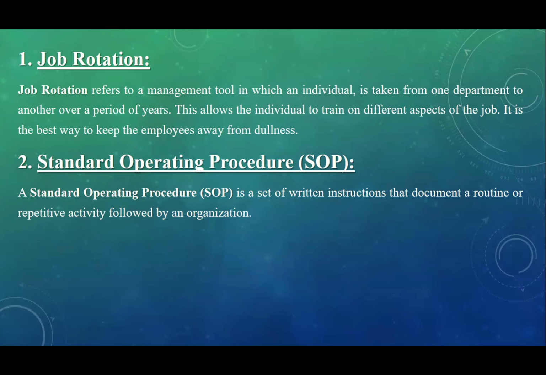The second term is the standard operating procedure, SOP. A standard operating procedure is a set of written instructions that document a routine or repetitive activity followed by an organization. As you know, during the COVID-19 situation, every organization was preparing SOPs. They were written instructions which everyone has to follow within the organization or outside the organization.